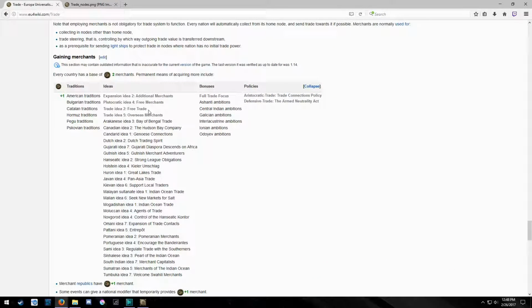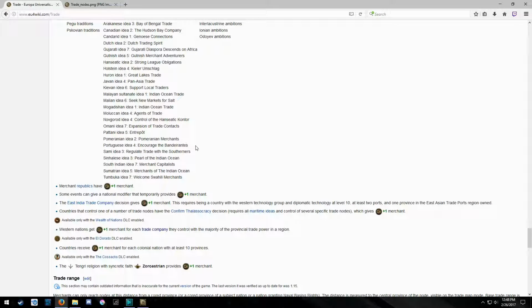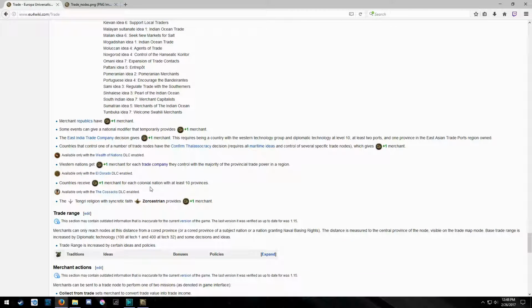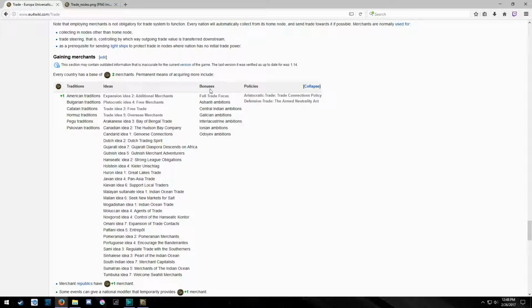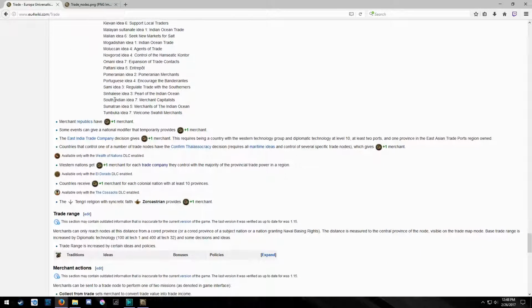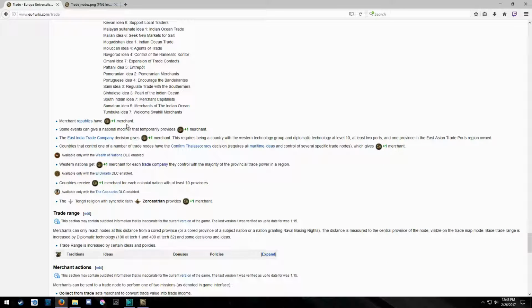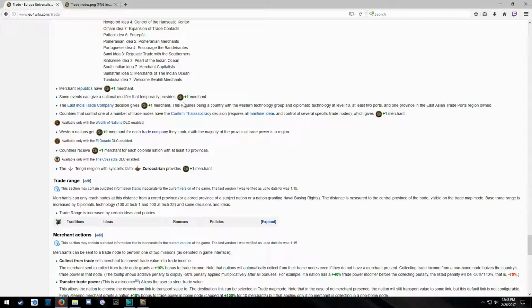You can gain more merchants. Every merchant you have transferring trade does apply a bonus to your other merchants down the stream. There are traditions, ideas, bonuses and policies which will give you merchants. Your base is 2. Merchant Republics gain 1 additional merchant. Some events can give you a temporary merchant. The East India Trade Company decision can give you a merchant.